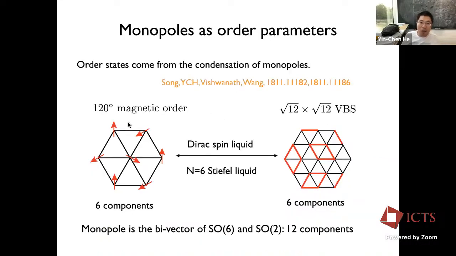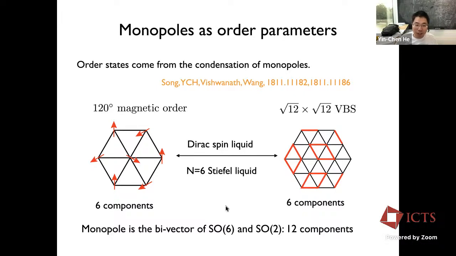And later, we realized that in this Dirac spin liquid, the key thing is the monopoles of that gauge theory. The ordered phase comes from the condensation of the monopoles, and those monopoles are indeed the order parameters of this non-collinear magnetic order and valence bond solid. In our Stiefel liquid language, those monopoles of the gauge theory are nothing but my order parameter field that I use to write down the nonlinear model and Wess-Zumino-Witten terms. And physically, those monopoles just correspond to the non-collinear magnetic order and this valence bond solid.